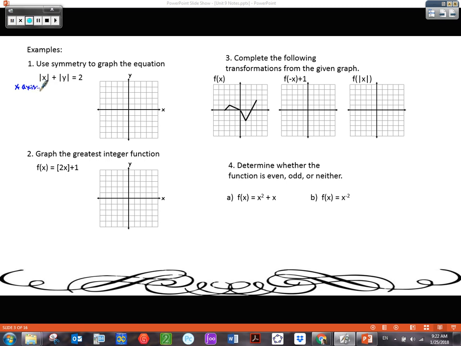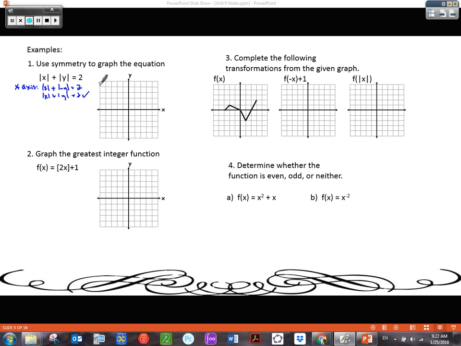The x-axis symmetry, if you recall, I replaced the y with a negative y. So let's do that. And then I simplify. I came out with the exact same thing that I started with, so check, it does have x-axis symmetry.